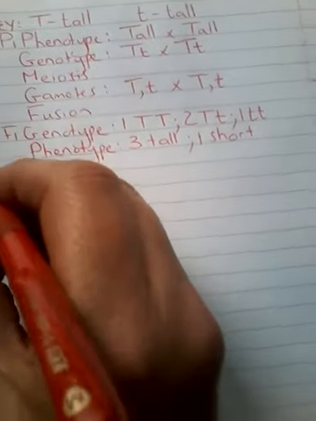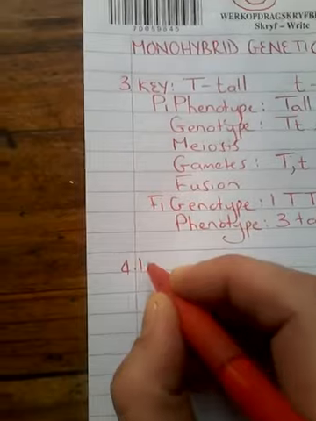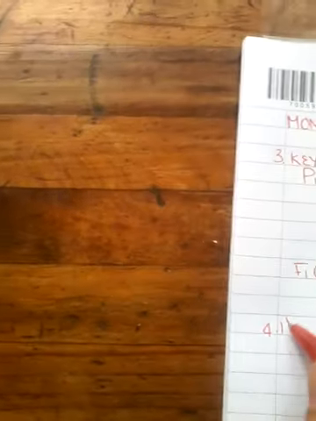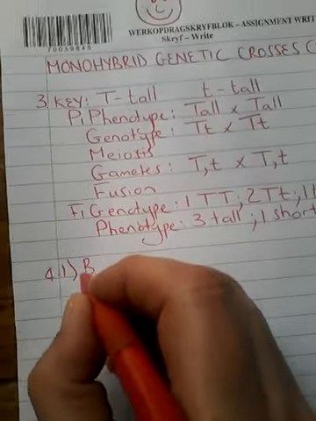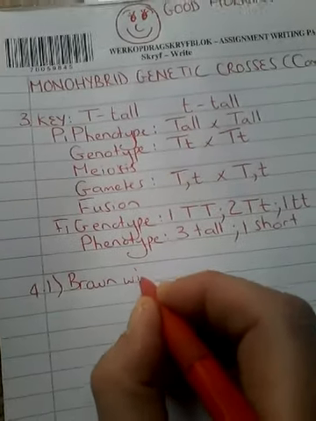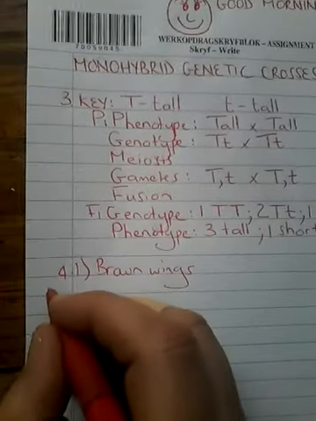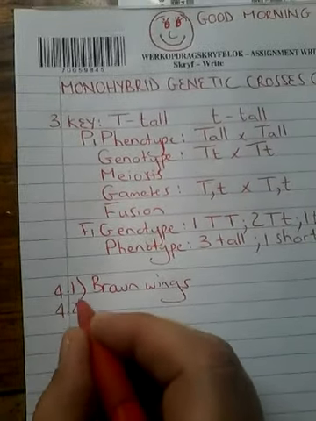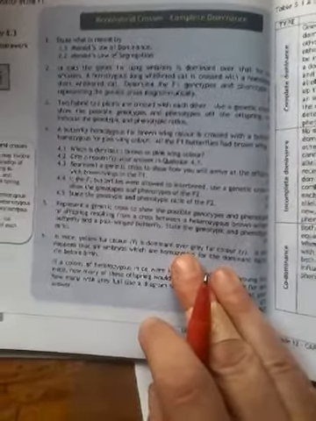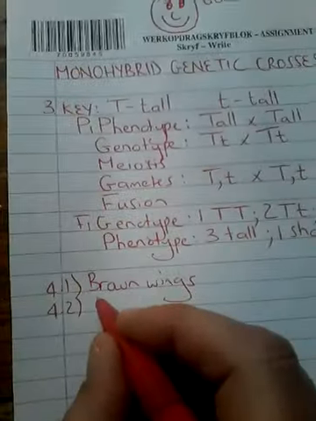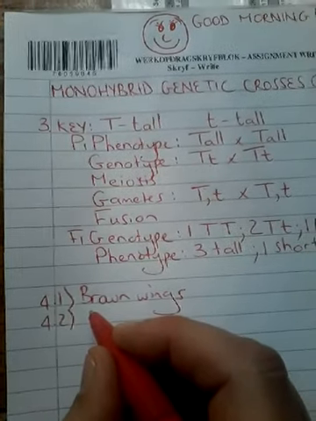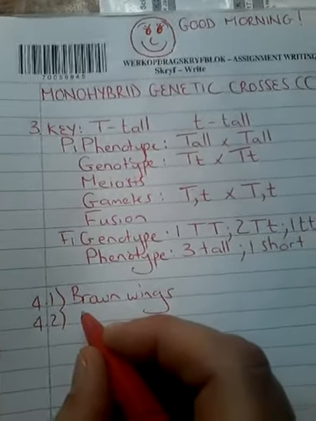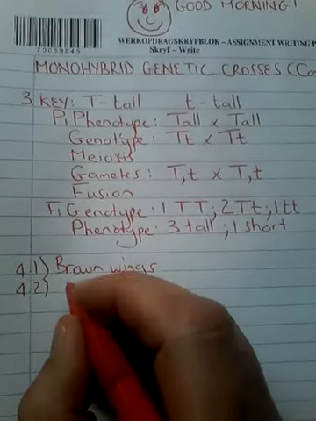If all the offspring have brown wings. Okay, so 4.1, we write brown wings. 4.2. Give a reason for your answer in question 4.1. As we already discussed, all the offspring of the first filial generation had brown wings. This tells us that brown is dominant.